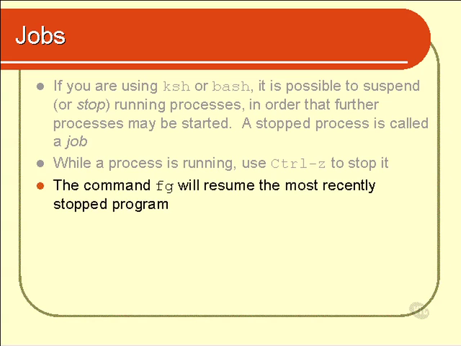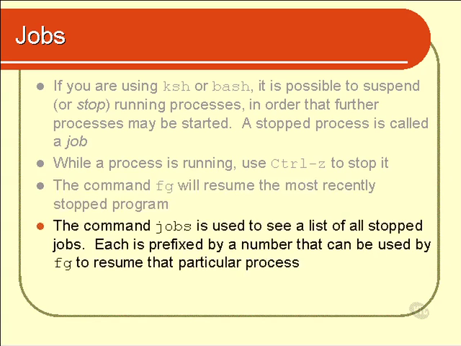If that's what you need to do, then use the jobs command to list all the currently stopped jobs. In the list that you see, each line will have a number at the beginning of it, like 1, 2, 3, 4, 5, for the first 5 different jobs that you have. And that number, say 3, can then be used with the fg command to resume that particular process. So you can say fg space 3 and it will resume the third process in the list.